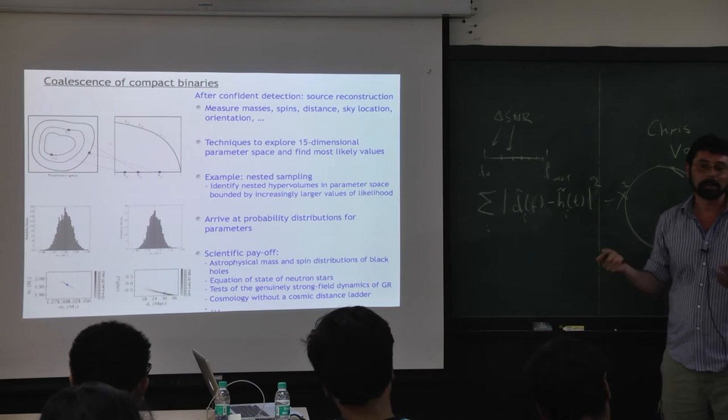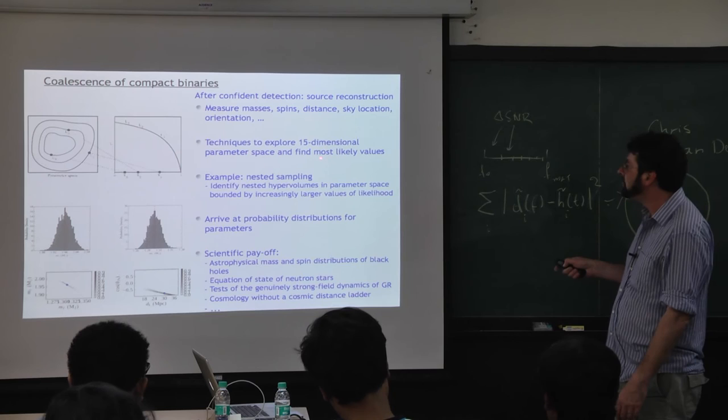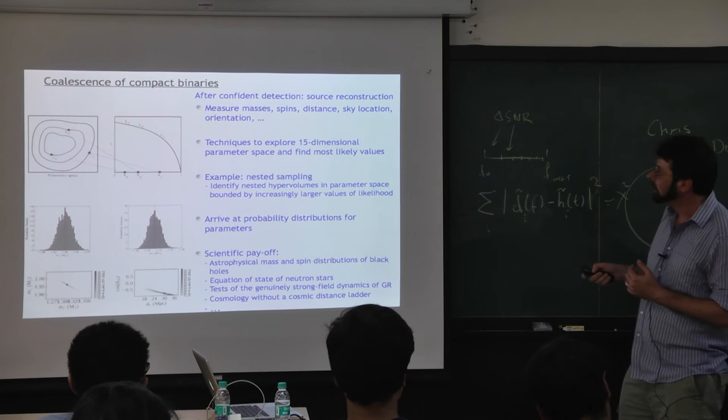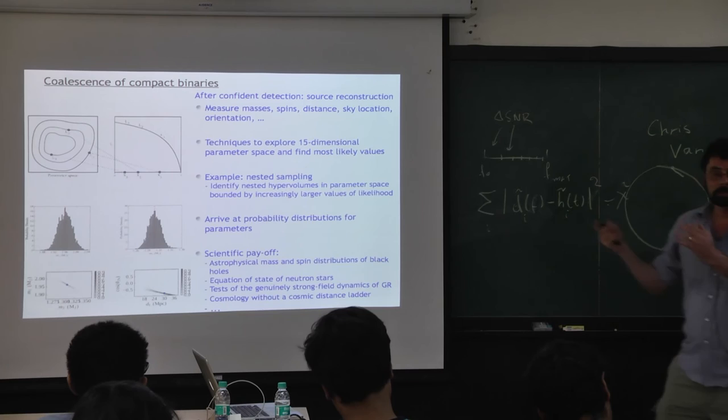So we now need techniques to explore a 15-dimensional parameter space and then find the most likely values of all those 15 parameters, and maybe even more. Like I said, if you introduce eccentricity, you get even more. And there are various methods of doing that.